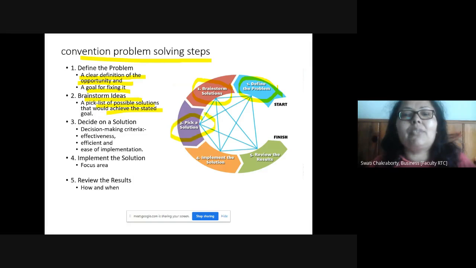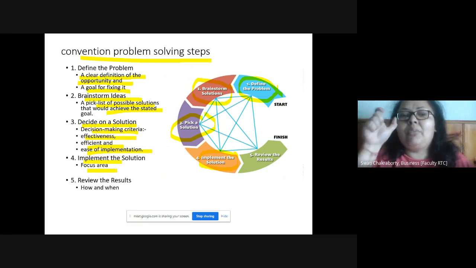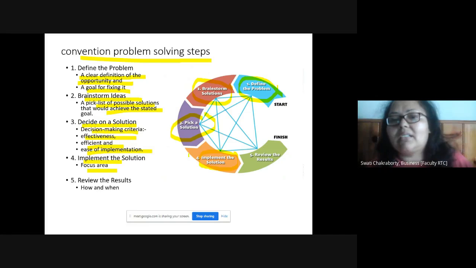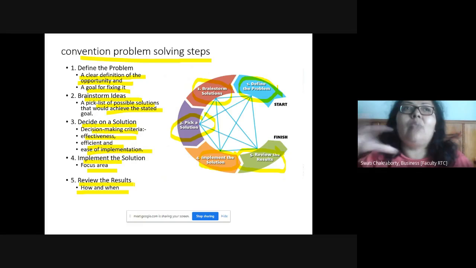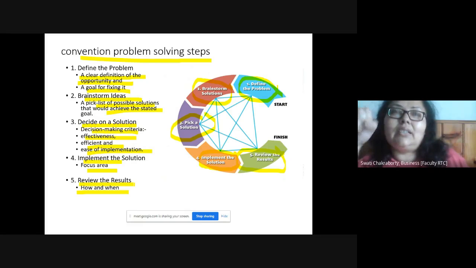Third is to pick a solution. Then you decide which is the best solution. So decision making criteria should be that it should be effective, it should be efficient, and it should be easy to implement. Fourth step is implementing the solution, with regards to the problem that you have identified. The last is to review the results. Review is how effective it is and when you can actually implement it. That's important.